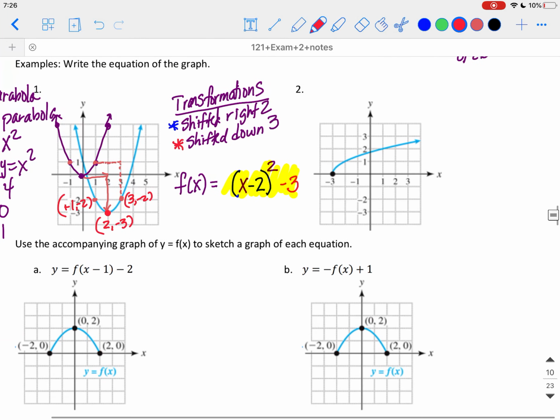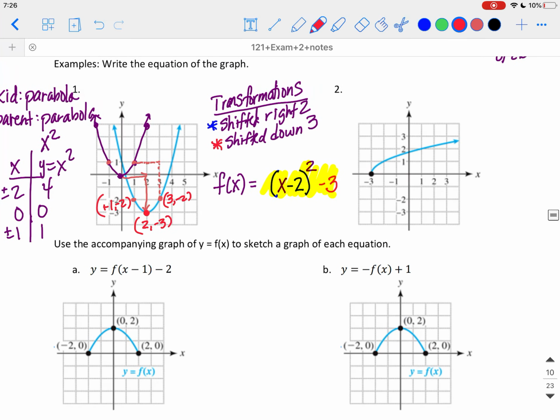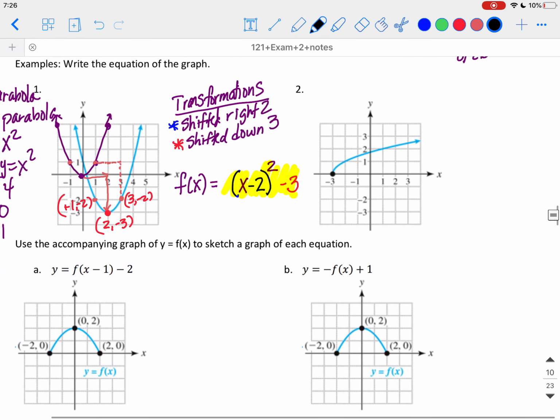So this right here, we need to know, again, the kid. This is a kid. And I'm going to put him here. So the kid, it'd be nice for us to know, is a square root. So the parent also has to be a square root.